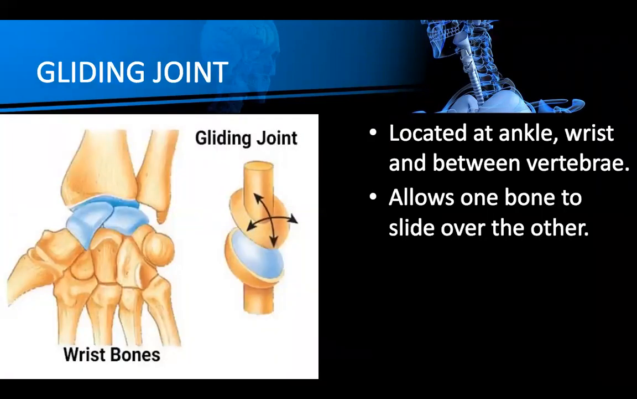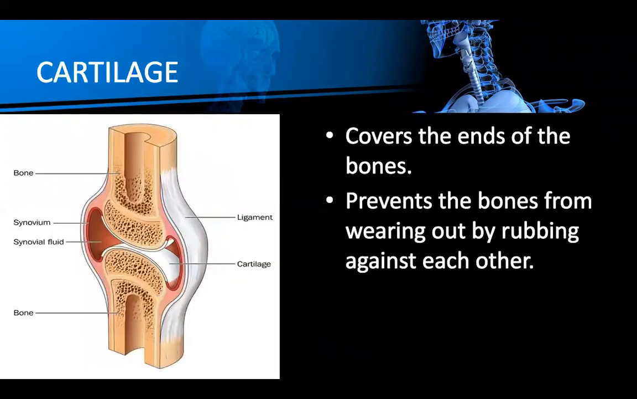Gliding joint. The joints at the ankles, wrists, and the joints between the vertebrae are gliding joints. This allows one bone to slide over the other. Cartilage. Cartilage covers ends of the bones and provides a protective layer so that bones don't rub against each other.